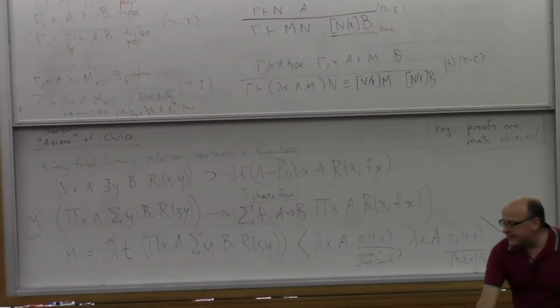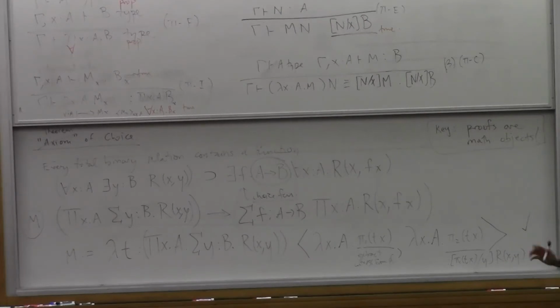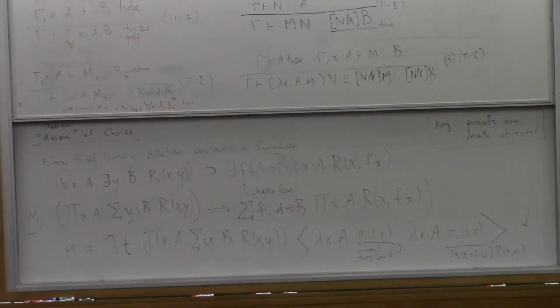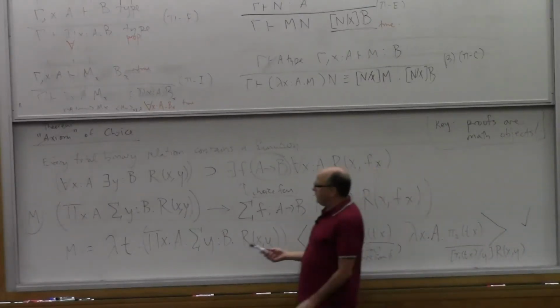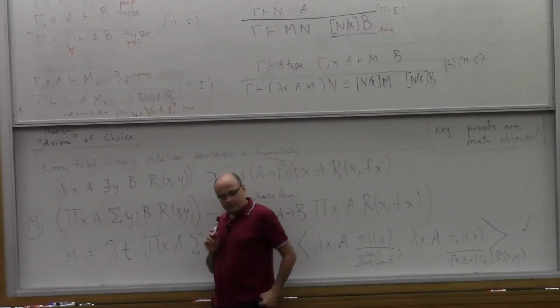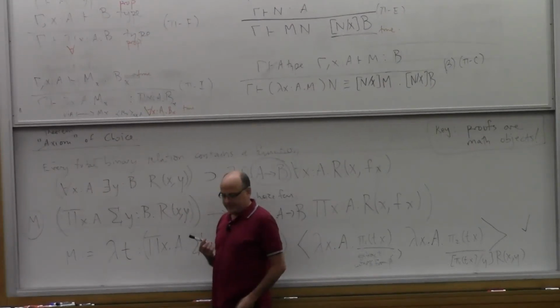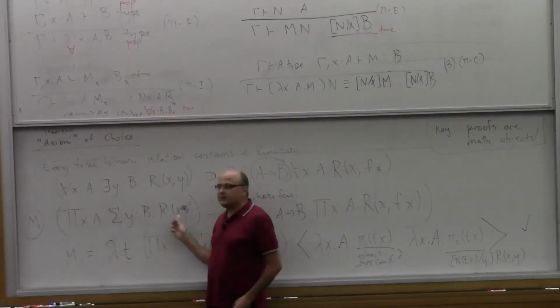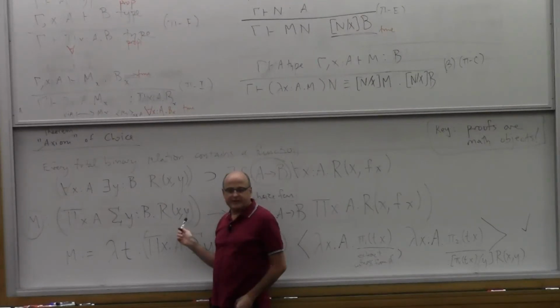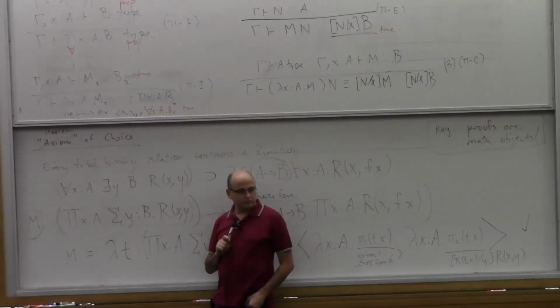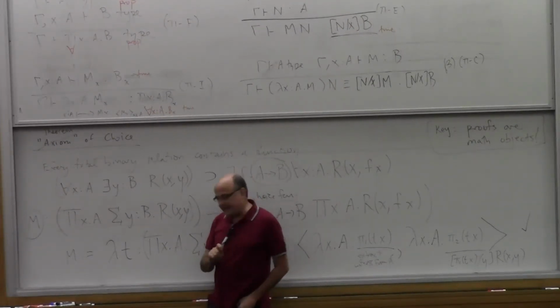So another way of saying this, which is implicit in what I'm saying, is that the only way in a constructive setting to prove, and this is a little more subtle, I hope I can get this across, the totality of a relation is to exhibit a function. Why? Let's see if I can tell you why.